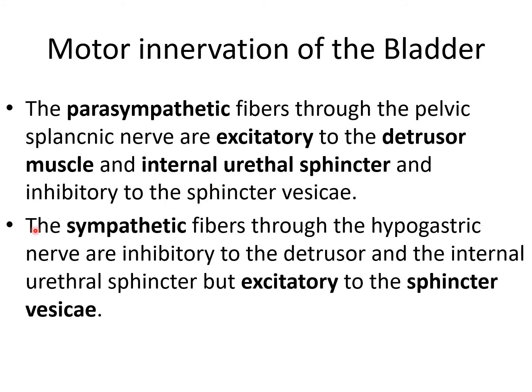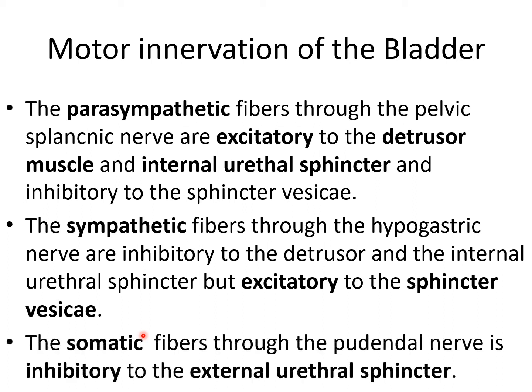Whereas the sympathetic fibers, through the hypogastric nerves, are inhibitory to the detrusor muscle and the internal urethral sphincter, which causes retention of urine. So parasympathetic causes micturition, sympathetic causes retention of urine. In addition, sympathetic is excitatory to the sphincter vesicae, which causes contraction of the sphincter vesicae and helps to prevent retrograde ejaculation of semen.